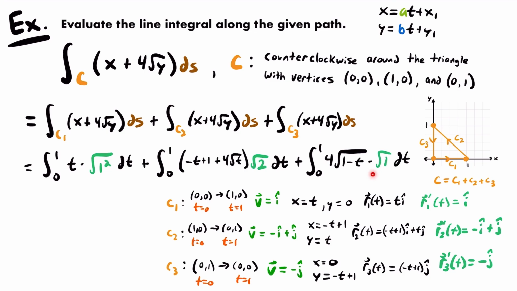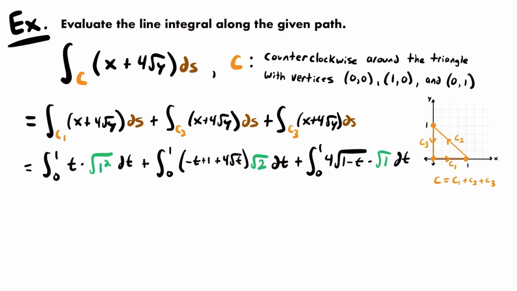All right, and so now we have all the line integrals set up. All that's left to do now is evaluate them and add them together. So let's work on that. Starting over here, the square root of 1 squared is just 1. So you're multiplying t by 1. This is just equal to the integral from 0 to 1 of t dt.